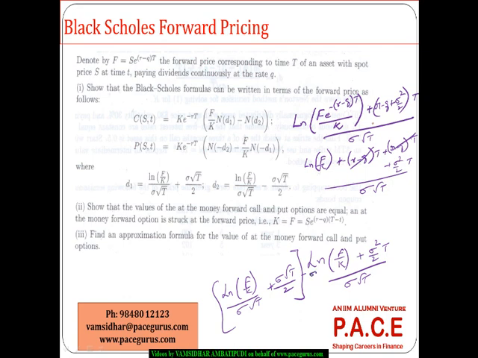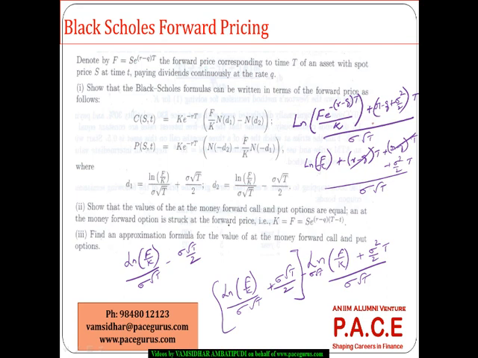So if I am doing a minus sigma root T here, it comes out as log F by K divided by sigma root T minus sigma root T by 2. So that's how I am getting the values of the call option and the put option using this kind of a mechanism. Now what are we saying?